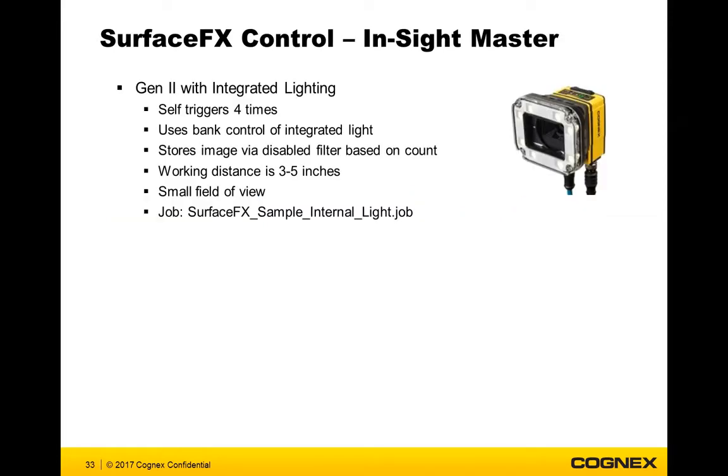So let's start off with Insight as the master. Again, we're going to use the Insight 7802 with the integrated lighting, and it's going to self-trigger itself 4 times. It can do that because this integrated light has bank control. It's going to do the same thing it did before. It's going to store those images, and once it gets the 4th image, it's going to take those 4 images and run them into SurfaceFX. As I mentioned before, the working distance on this is about 3 to 5 inches. It really depends on the part that you're looking at. I've had a few people get this up to 8 inches, but this seems to be a nice sweet spot. You can even go a little bit lower there.